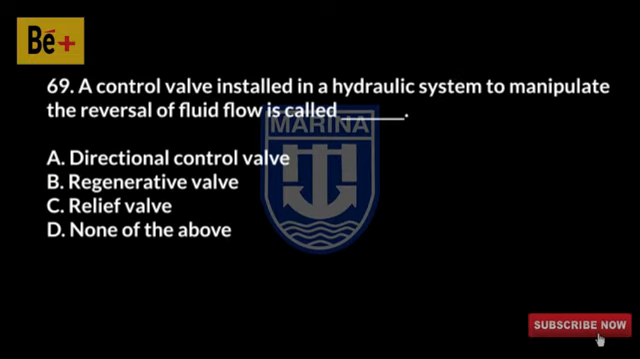A control valve installed in a hydraulic system to manipulate the reversal of fluid flow is called: A. Directional control valve, B. Regenerative valve, C. Relief valve, D. None of the above. The answer is A. Directional control valve.